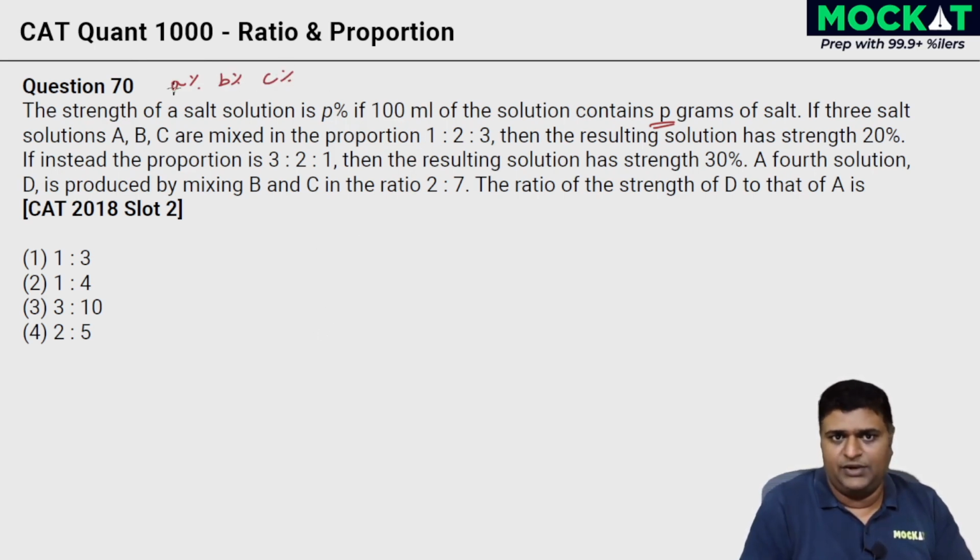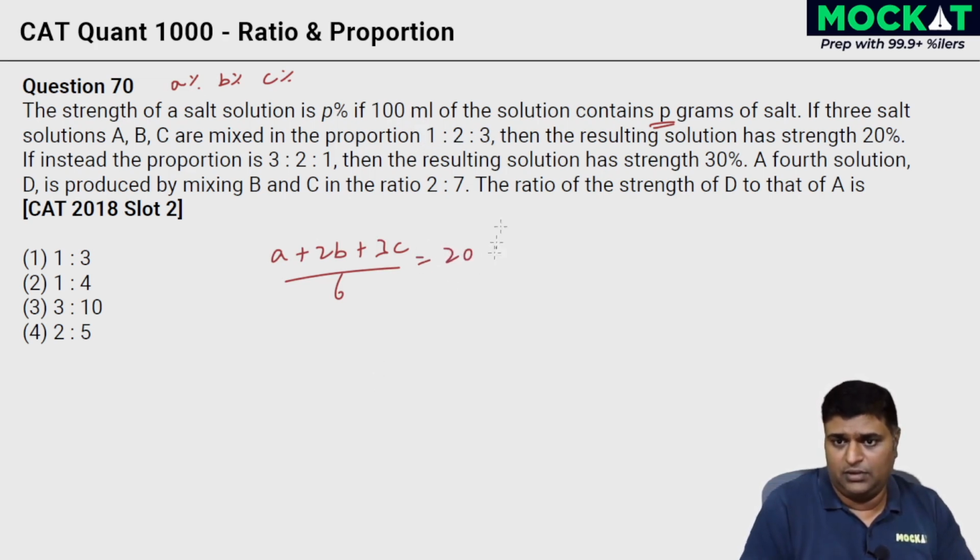If I'm taking 1 unit of this, and 2 units of the next and 3 of the next, and I'm observing that the combined strength is 20%, that's nothing but weighted average. So 1A plus 2B plus 3C divided by 6, sum of the weights, equals 20, which is giving me A plus 2B plus 3C to be 120.